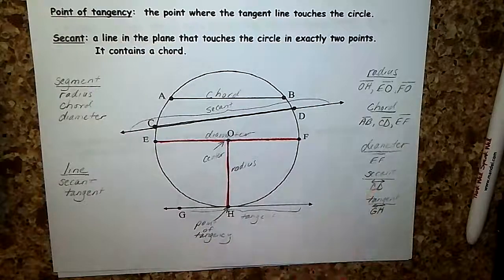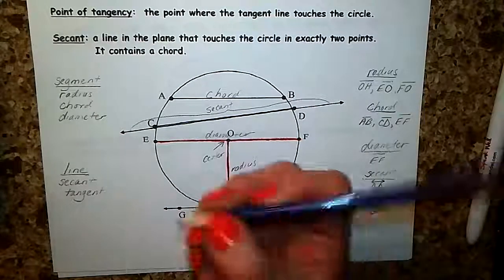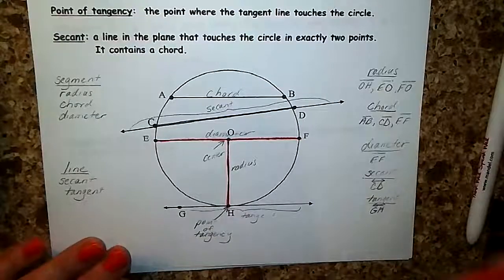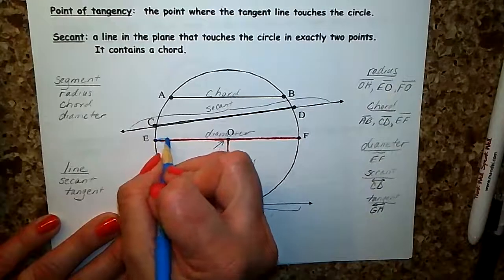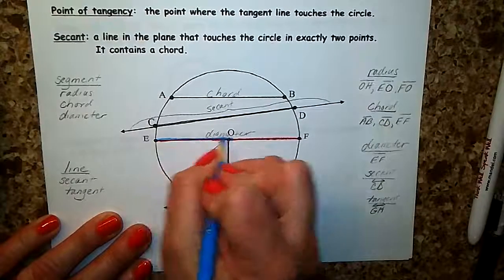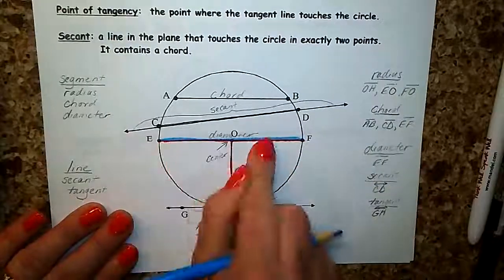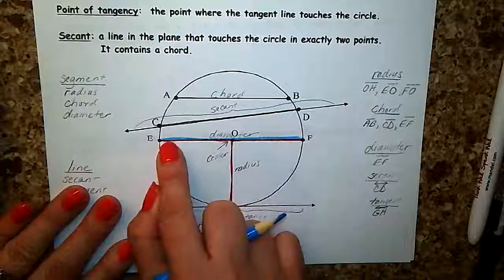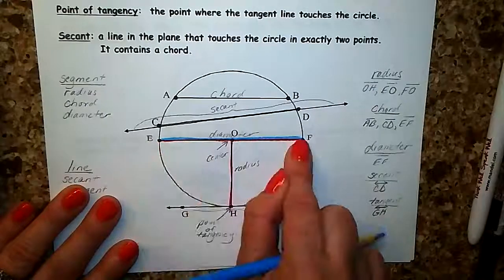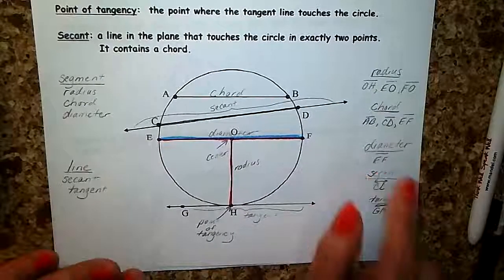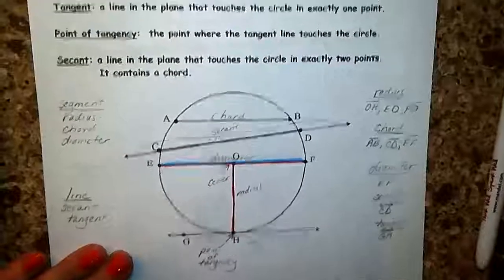All right, now you are also familiar with the concept of a diameter. In this picture here, you have a diameter that goes right through the center of the circle, right through O. And we know that 2 radiuses make up 1 diameter. So segment EF is going to be our diameter there. But to really understand the definition of the diameter, you have to understand the definition of a chord.